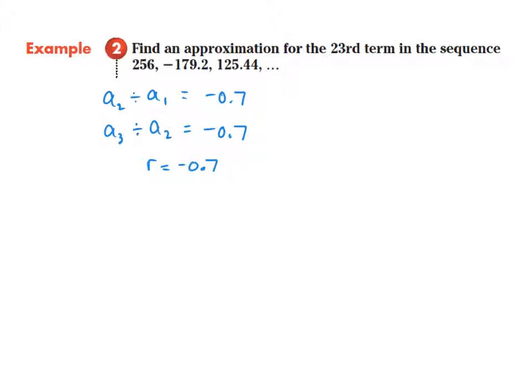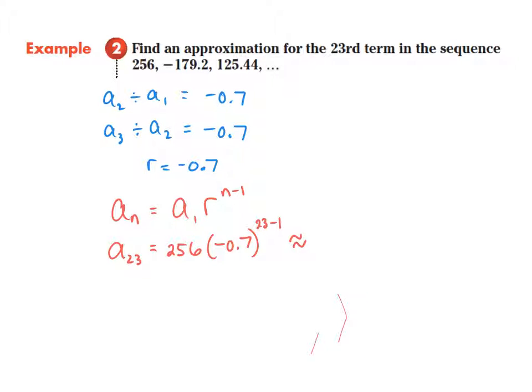No. Okay. All right, so if we're looking at A sub n... Oh, no, it was the 23rd. Well, let's write the formula. So it's the first term times r to the n minus 1. So if I'm looking to find the 23rd term, our a sub 1 is 256, our r is negative 0.7, and n minus 1 is going to be to the 22nd power. And whatever that is equal to.